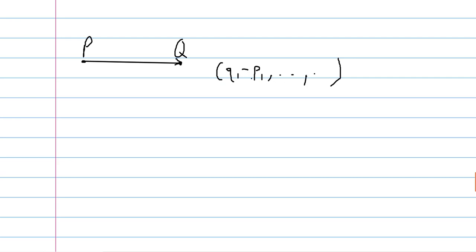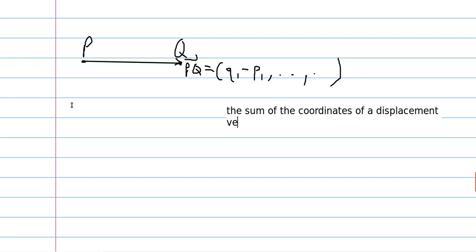And we see that since the sum of Q1, Q2, and Q3 is 1, and the sum of P1, P2, and P3 is 1, then the sum of the coordinates in a displacement vector is equal to 0. And this is an important thing to know. The sum of the coordinates of a displacement vector is 0.